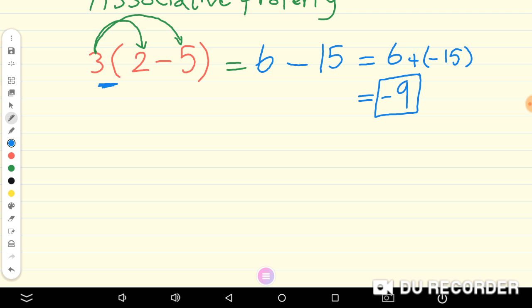What if I want to write it by flipping? How? This is the first one. By the way, this property is called the distributive property. It's called what? Distribution, or the distributive property.